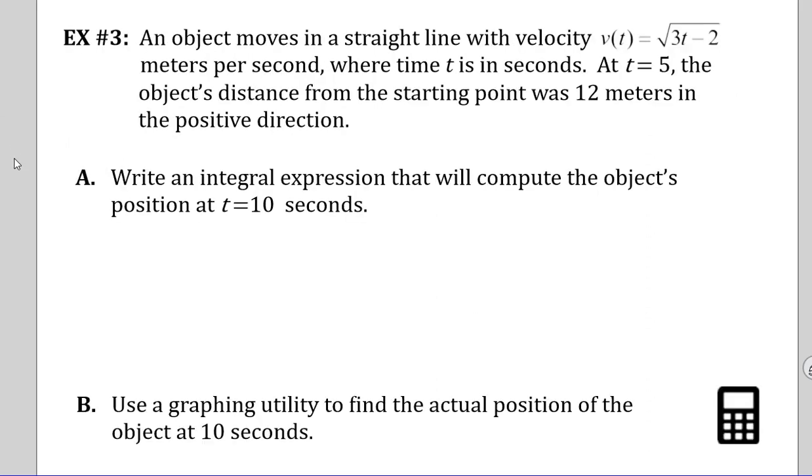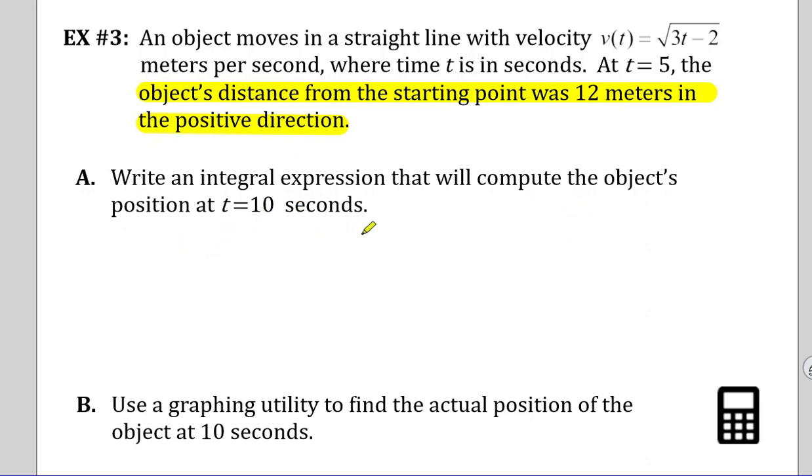All right, an object moves in a straight line with velocity v of t equals square root of 3t minus 2 meters per second, where time t is in seconds. At t equals 5, the object's distance from the starting point was 12 meters in the positive direction. Okay, so this piece about our initial conditions, very important. Okay, they want us to write an integral that will compute the object's position at 10 seconds.